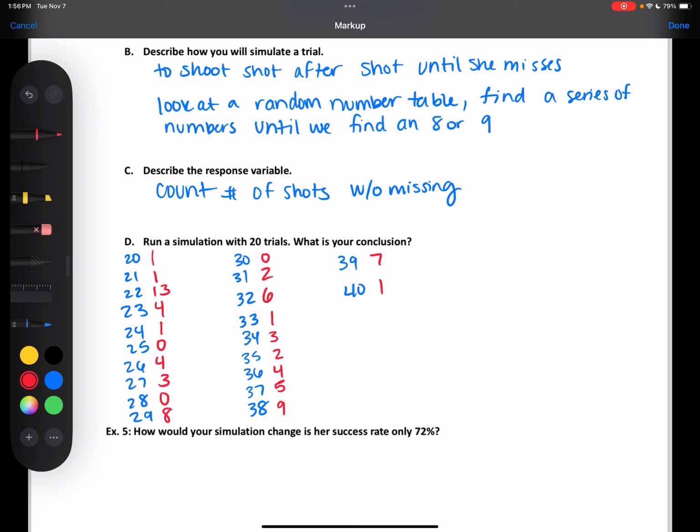So as a conclusion, did everybody do these rows or did y'all pick other rows? I did. Okay. So basically, she might shoot about 3.6, but we know that we should probably say 4 because, or, well, realistically we need to round down on this, but 4 shots before she misses on average. Basically is how we would write a conclusion for that.